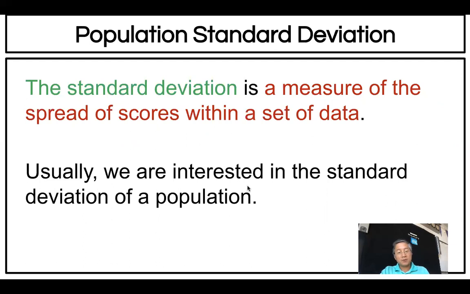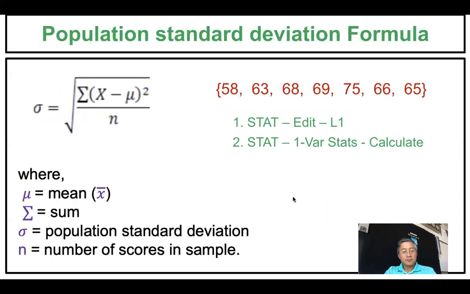We are usually interested in the standard deviation of a population, but you will see there is another standard deviation of a sample. Don't worry about the sample standard deviation. We'll focus on the population standard deviation. So this is the formula. This symbol we call sigma, but this symbol is also sigma, but don't worry about it. This symbol is the population standard deviation.